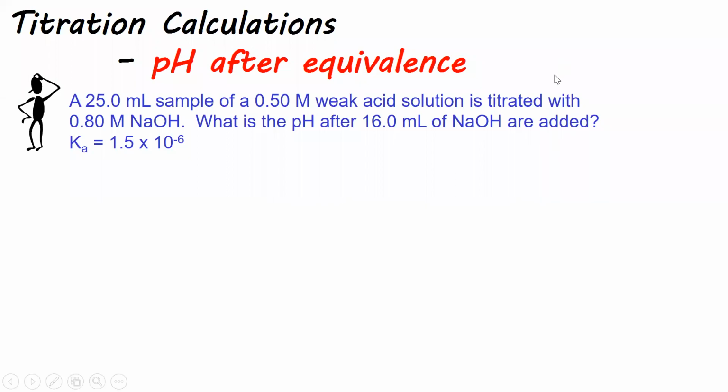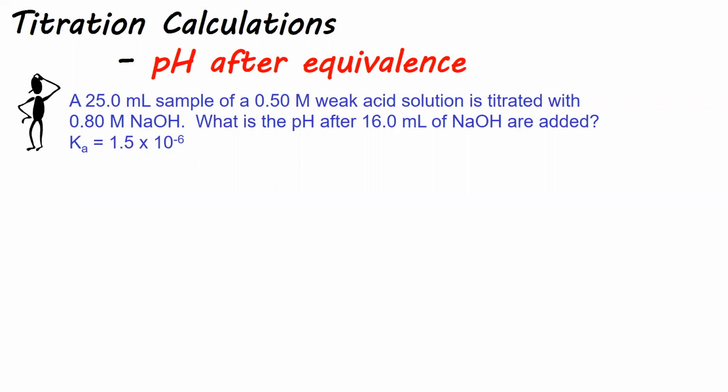This is our last type of calculation in the titration set, pH after the equivalence. And this is really different. So now you're doing a reaction and you've added more strong base than you need. So you have reacted all of your sample and you've added a little bit more of the titrant.